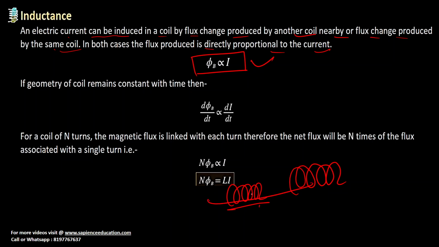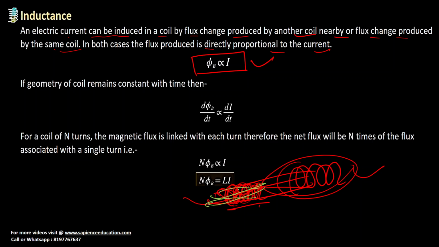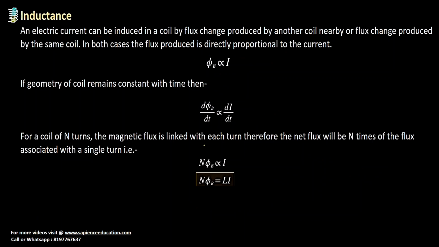So it may happen that due to this coil's current, there will be a change in the flux in this coil, or due to a change in current in this coil, there will be a change in its own flux. If the geometry remains constant, then we can write d phi B by dt is proportional to di by dt. Now, if the number of turns is N, then N phi B is proportional to I.